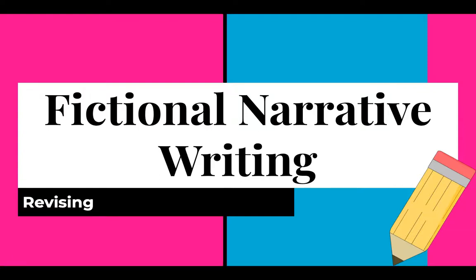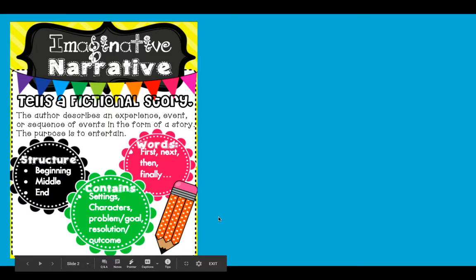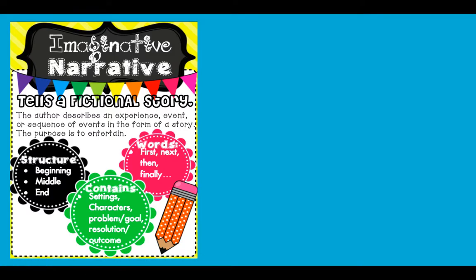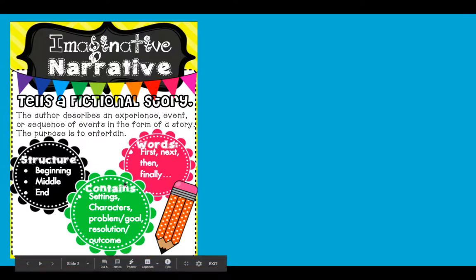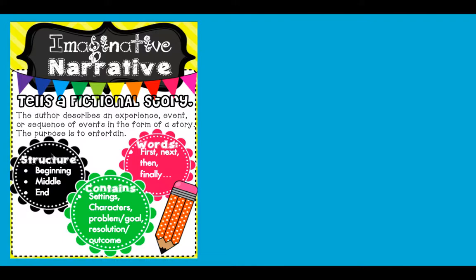We are going to continue talking about fictional narrative writing today, but we will be talking about the next stage of our writing process, which is revising. So just to review, we know that a narrative is a fictional story. We have to have characters, setting, a problem and solution. Our story has to have a clear beginning, middle, end, and we will be using transition words like first, next, then, and finally to show how the events go in order.